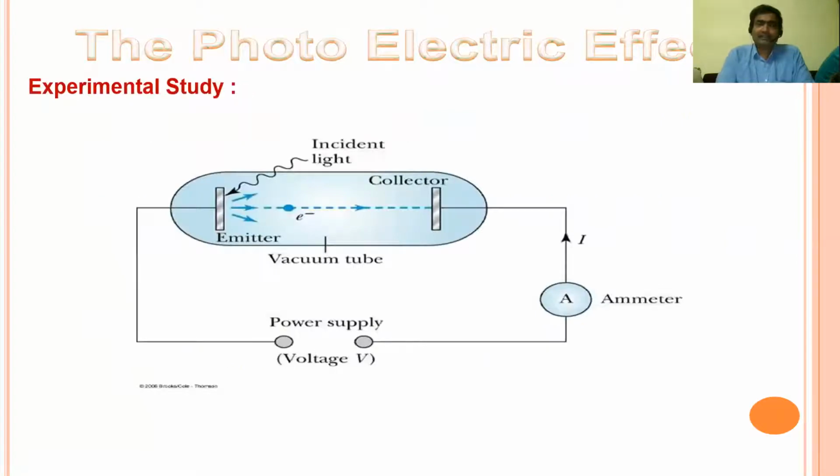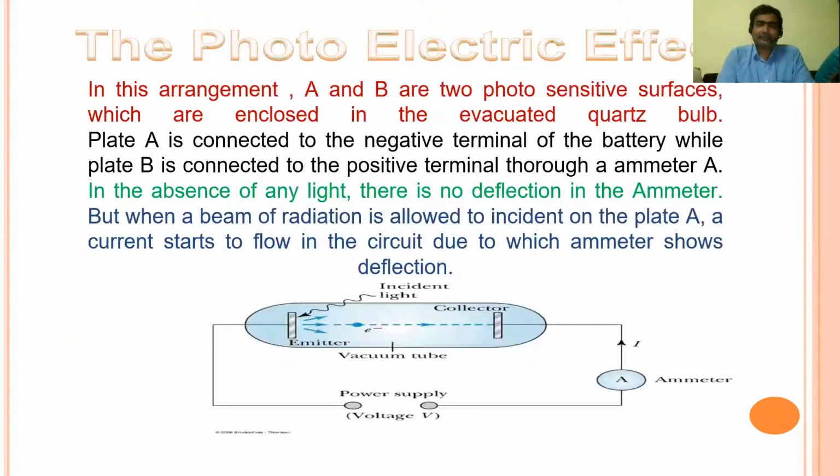Let us see the experimental study. This is the experimental setup to study the photoelectric effect. In this arrangement, A and B are two photosensitive surfaces. This is plate A and this is plate B. Plate A is called the emitter and plate B is called the collector. They are enclosed in an evacuated quartz tube.